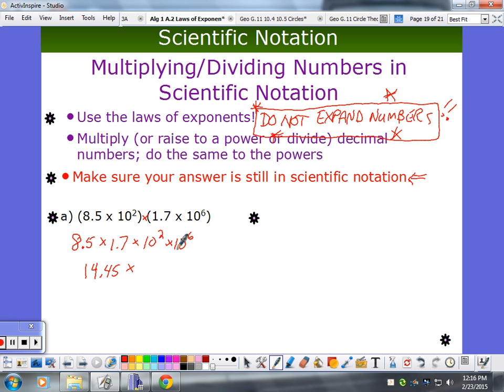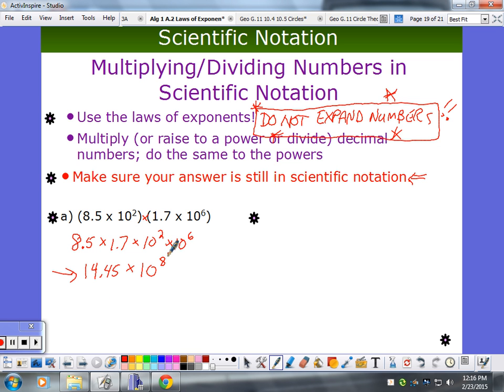These are powers with the same base. How many factors of 10 do I have? 2 factors here, 6 factors here. Look at that. Now, is it scientific notation? No. It kind of looks like it, but what's the problem? Oh, the top one. Not a number between 1 and 10.